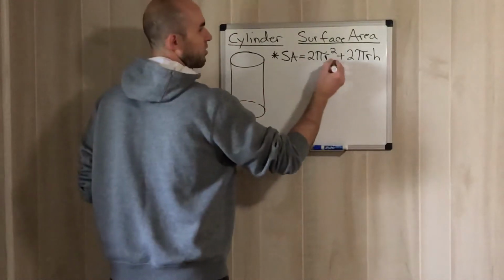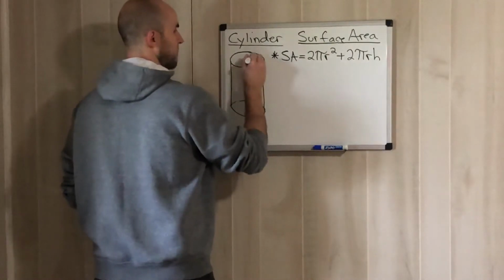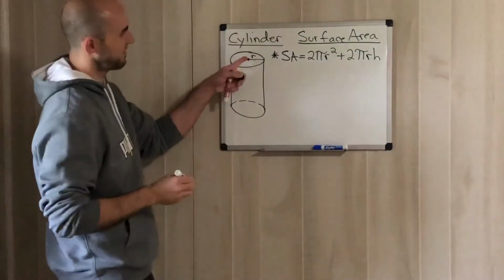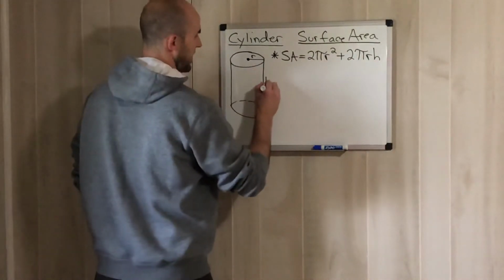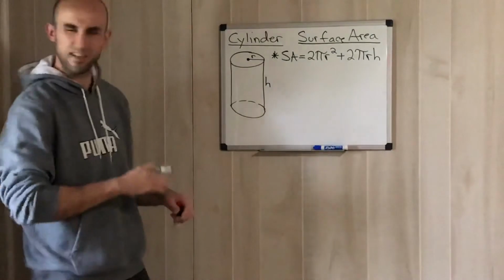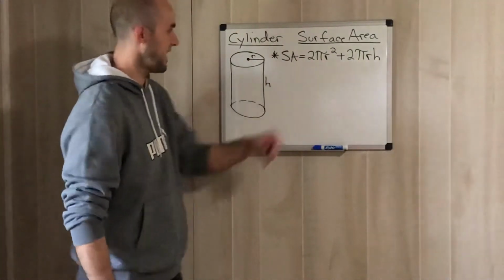Right now we notice that there's an r there, and all that r means is the radius, right? So we have the radius of a circle, and then we have the h, which is the height of the cylinder. And those are all the variables that we need. We need the radius, and we need the height.